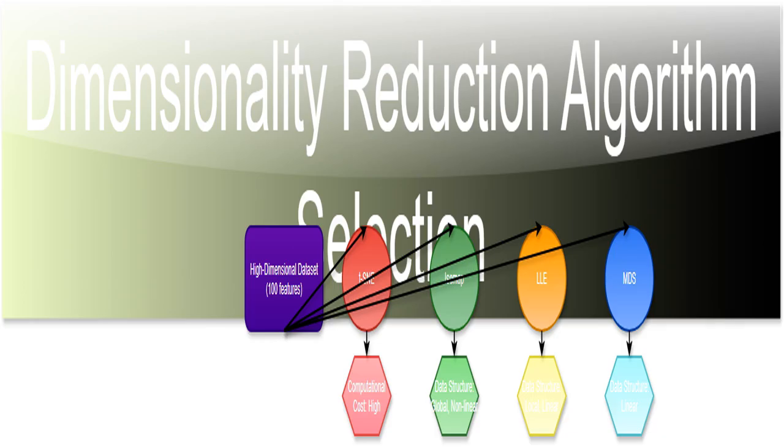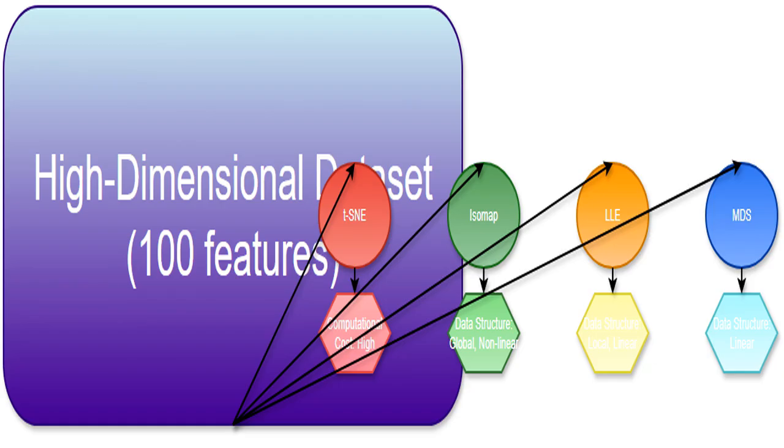I'm selecting the best algorithm to shrink a dataset with lots of features, like 100, down to just a few, making it easier to visualize and understand. Think of it like making a complex 3D model into a simple 2D drawing. This means I have data with 100 different characteristics for each data point. It's like describing a person with 100 different measurements, height, weight, shoe size, and so on. It's hard to work with so many numbers.